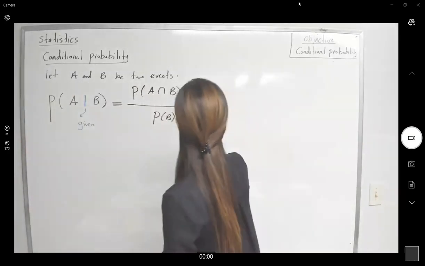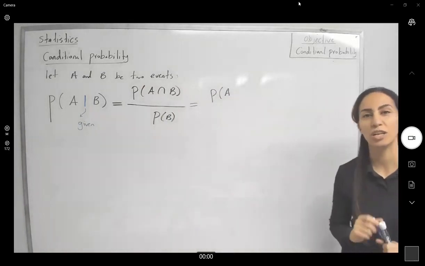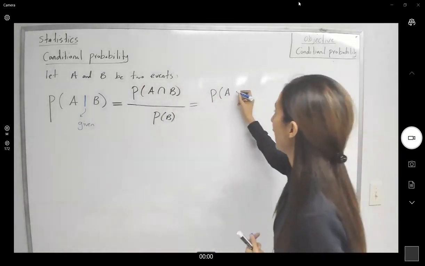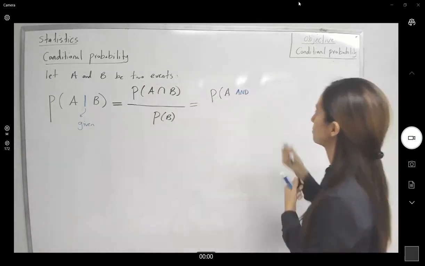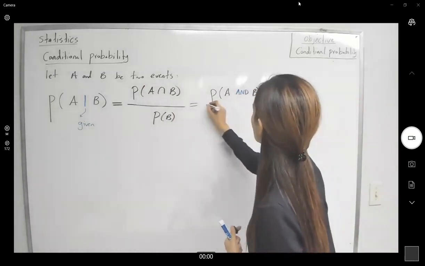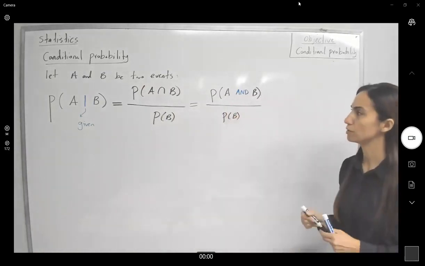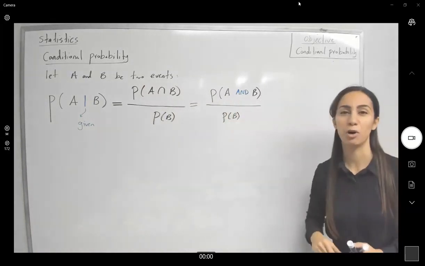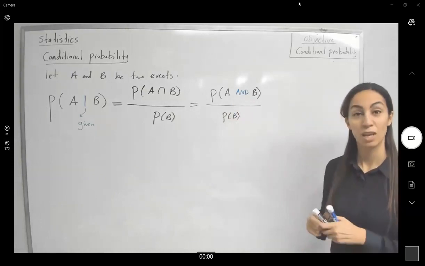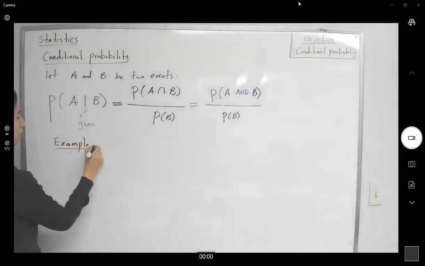So if you want to read this, it is the probability of A intersection, which translates into "and," B, divided by P of B. So we first find the probability of the intersection between A and B, then we divide it by the probability of B. For example, let's go over one example to feel comfortable about this topic.